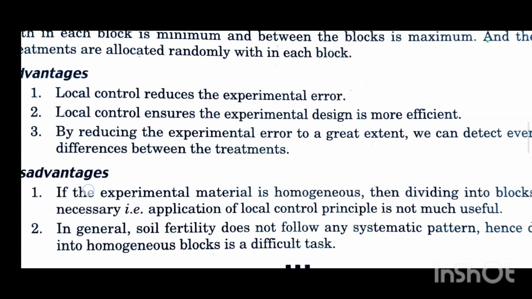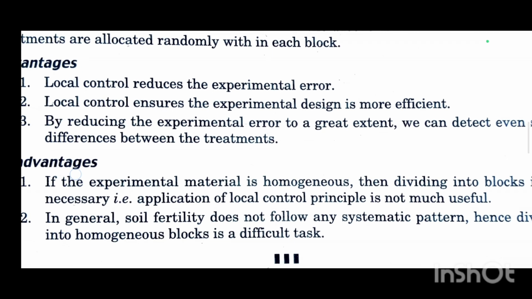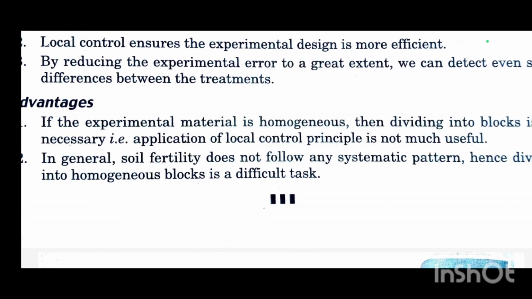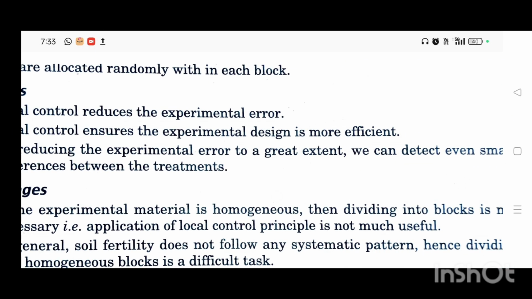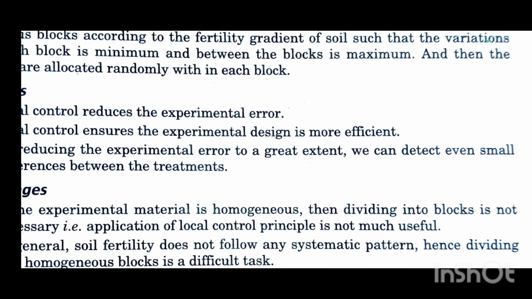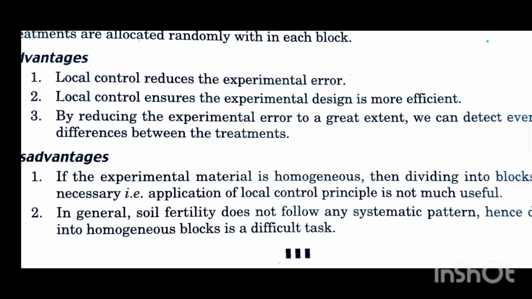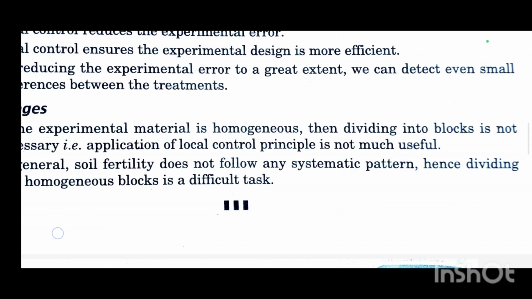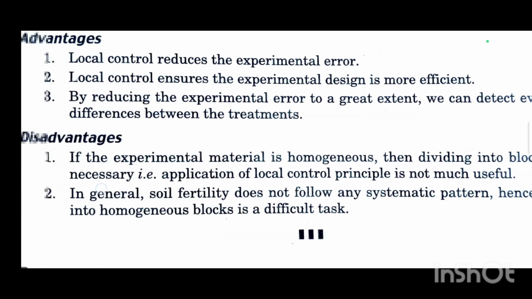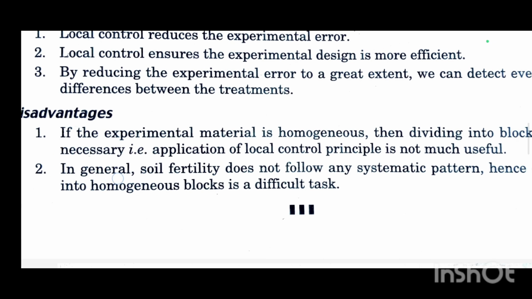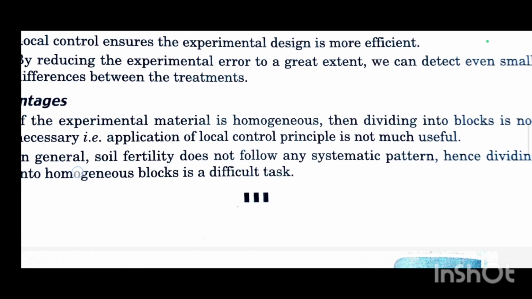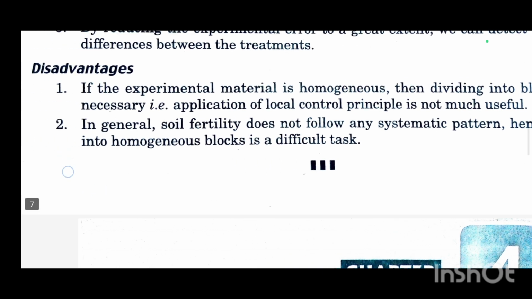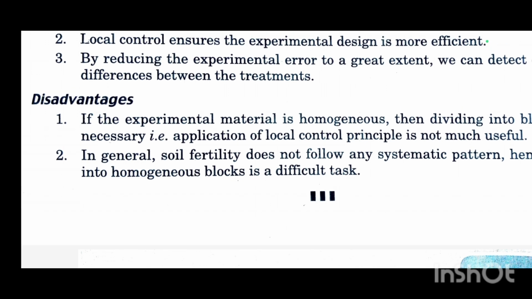Local control reduces the experimental error. Local control ensures the experimental design is more efficient by reducing the experimental error to a great extent. We can detect even small differences between the treatments also. There are disadvantages also. If the experimental material is homogeneous, then dividing into blocks is not necessary. Sometimes the application of the local control principle is not very useful. In general, soil fertility does not follow any systematic pattern. Hence, forming homogeneous blocks is a difficult task.